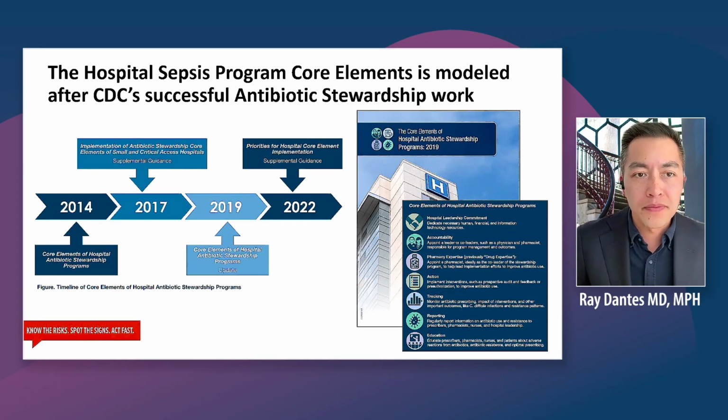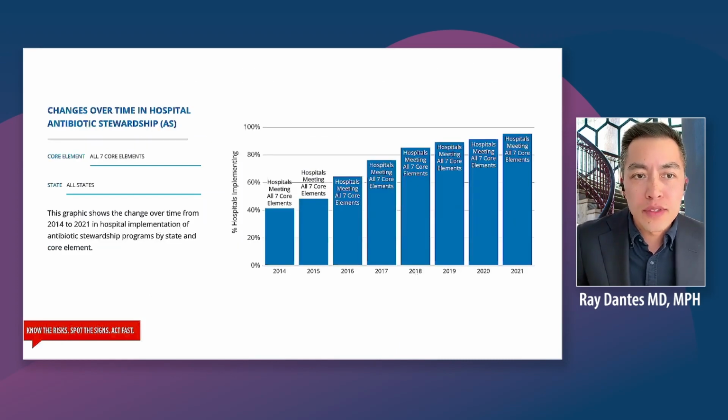We have used the National Healthcare Safety Network annual survey to monitor uptake of these stewardship core elements. Now, as you can see, in 2014, about 41% of hospitals achieved all 7 core elements, increasing each year through 2021, when 94% of hospitals have achieved the 7 core elements.